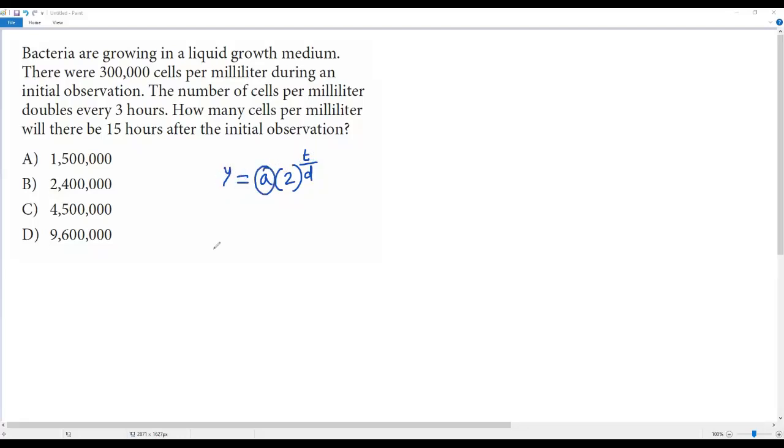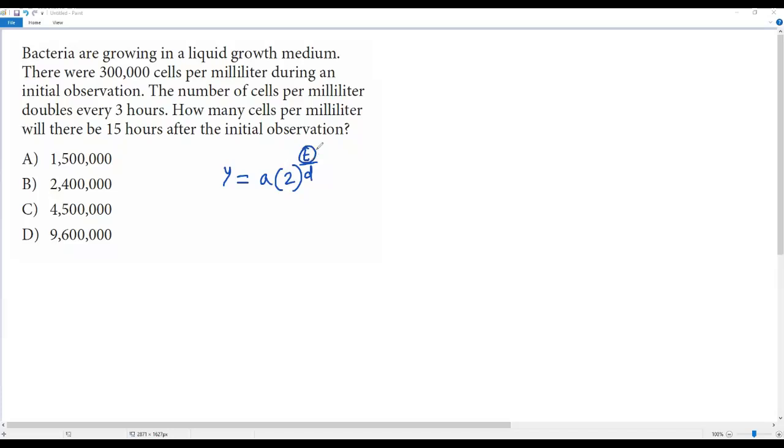And a stands for the initial number of cells per milliliter. In this case, the value of a is 300,000 because the question says there were 300,000 cells per milliliter during an initial observation. So this is the initial value. So a is the initial value of y. That means when t is equal to 0, the value we get for y is called the initial value.